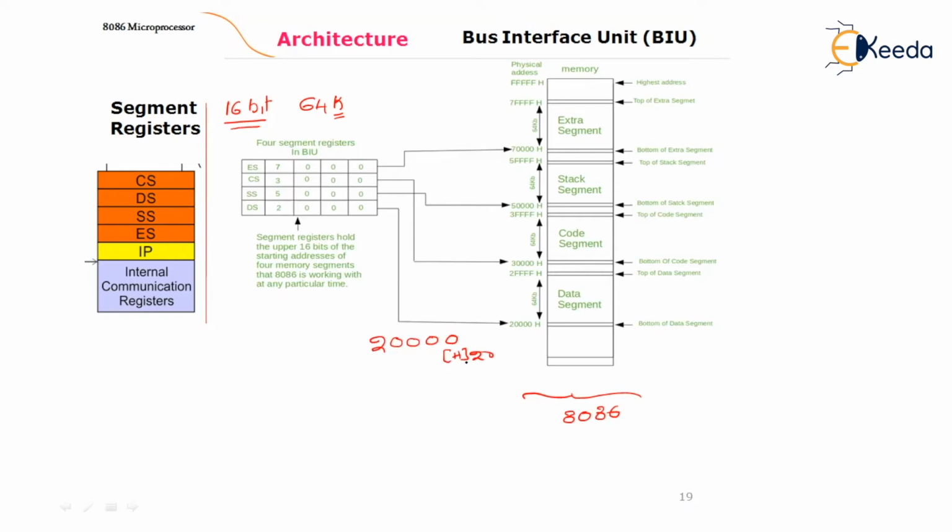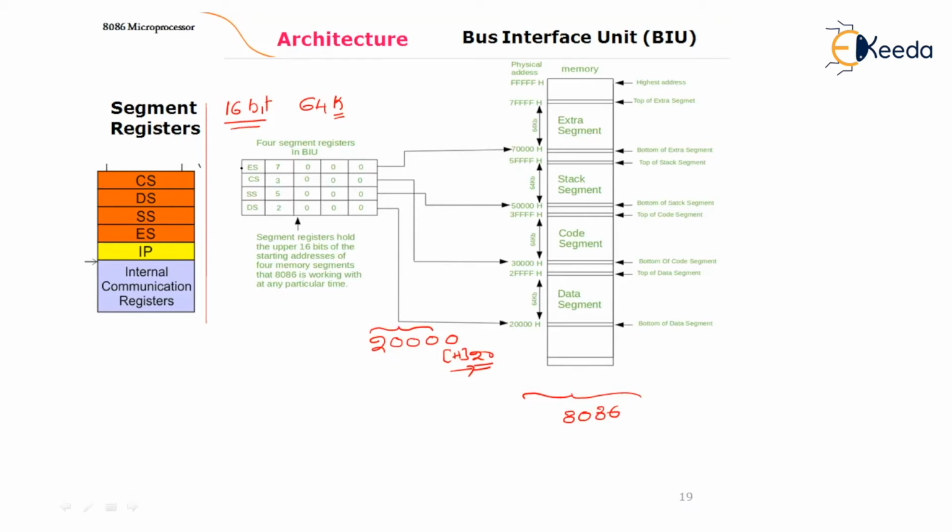The same 5-digit hexa has an equivalent 20-bit address, but the segment registers are of only 16-bit size. So what these are going to do is hold the most significant 16 bits of the starting address. It doesn't hold the whole address because it is not capable.